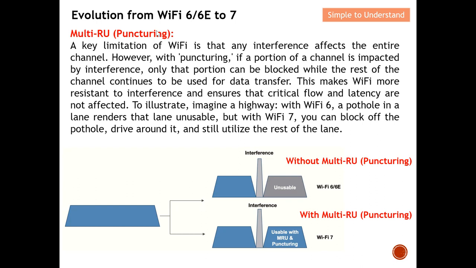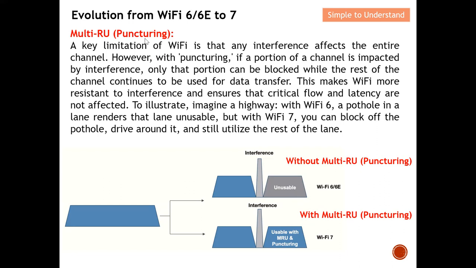Let's go to reason number five, which is called multiple RU punching. What is punching here? A key limitation of Wi-Fi is that any interference affects the entire channel. For example, this is the channel that you are going to operate. If you have some form of interference, all the rest of this channel will be unusable. But for Wi-Fi 7, they have this multiple RU punching.